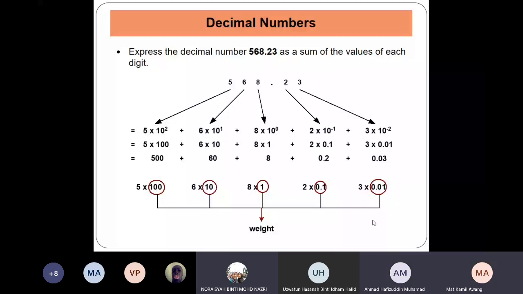So this is actually to express the decimal number 568.23 as a sum of the values of each digit. So this is how you do.